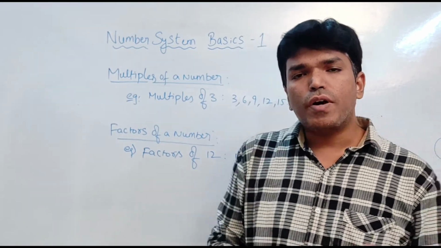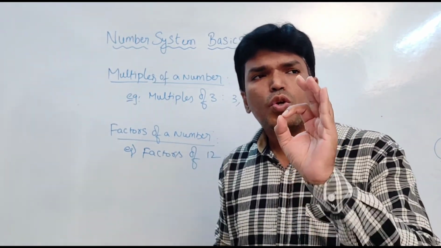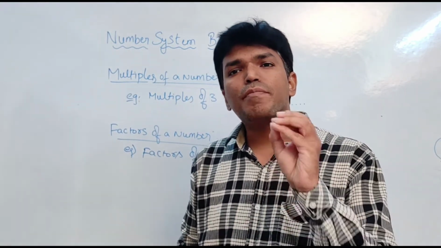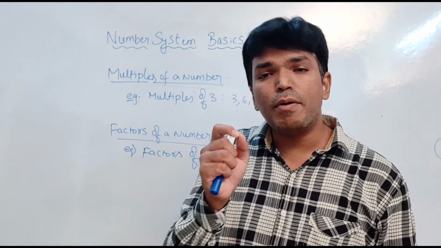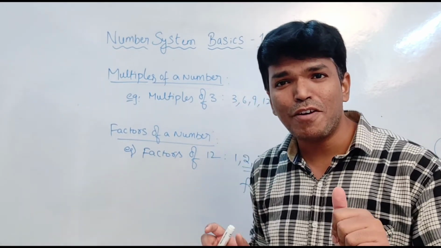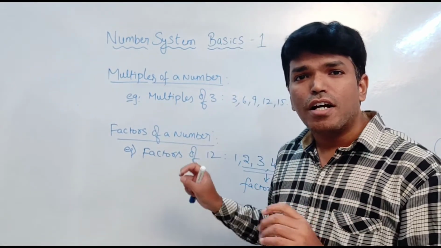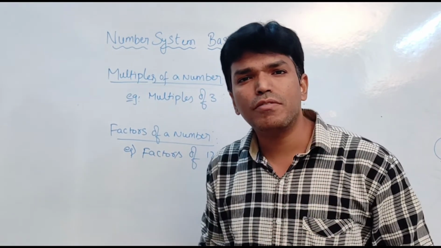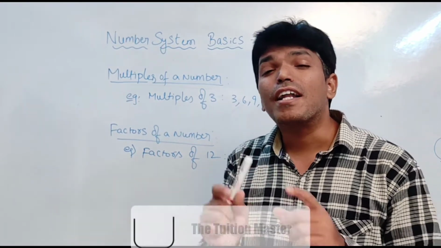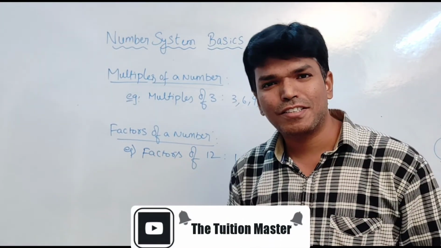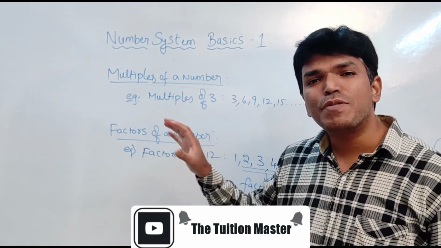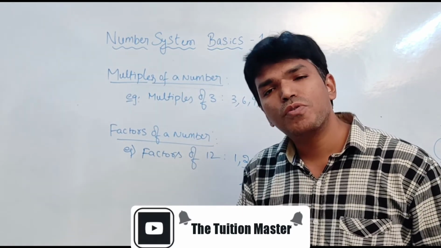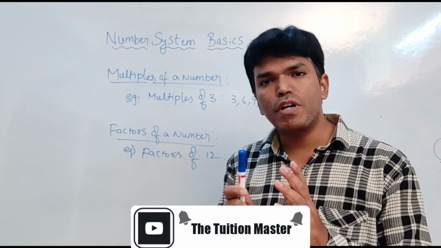For example, my question: is 12 a multiple of 3? Yes, 12 is a multiple of 3. Why? Because in the 3 table, 12 will come. Are you getting it, my dear friends? Similarly, coming to factors, is 9 a factor of 27? Yes, because 9 can divide 27. So this is the main difference between multiples and factors. Now let us move on to divisibility rules, which is very, very important.